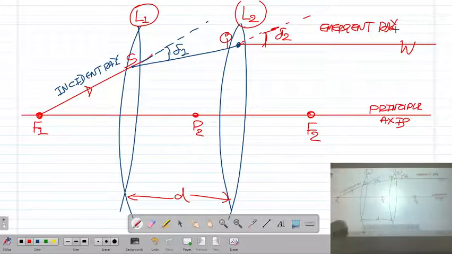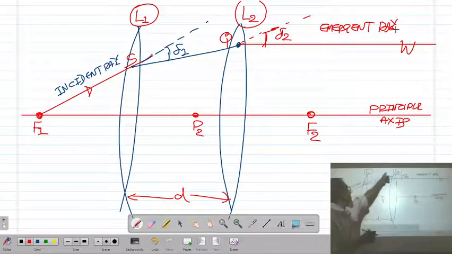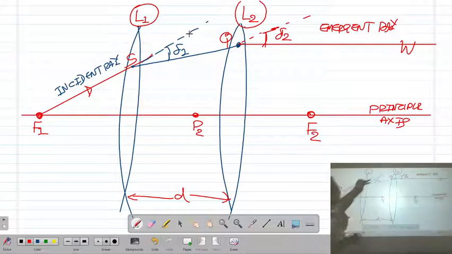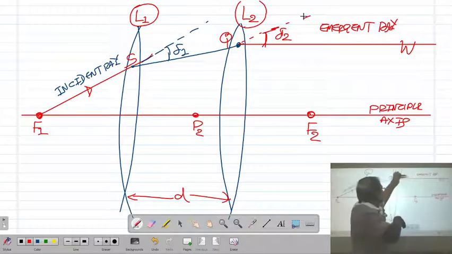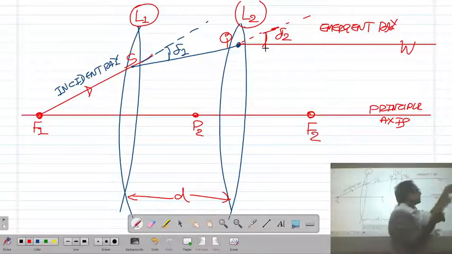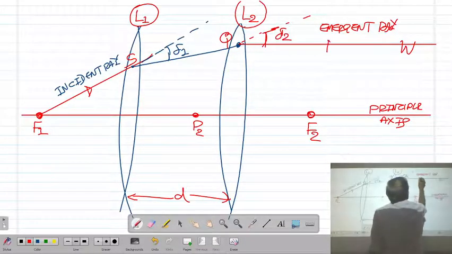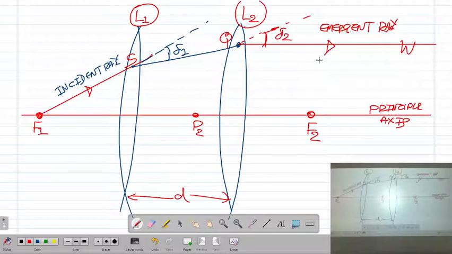So you can see in the diagram that the ray of light from the first focal point F1 is incident on the first lens L1 at point S. It undergoes deviation delta 1 in the first lens. Instead of going straight, it will be deviated by angle delta 1, and it travels in the direction SQ. From lens L2, it is again deviated by angle delta 2 and travels parallel to the axis. So we mention some important points.